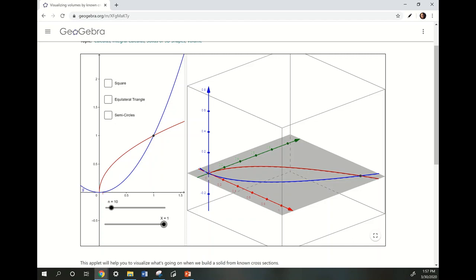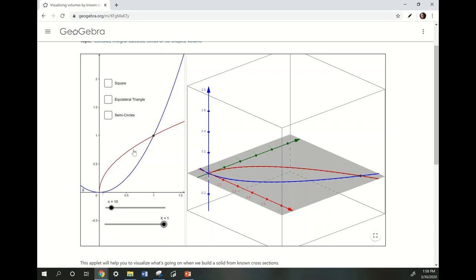Okay, so we are on our last section of finding volumes of solids, and also this is the last new thing that we have to learn in AP Calculus. So today what we're talking about is finding the volumes of solids using cross sections. So I'm using this applet here to visualize what that means.